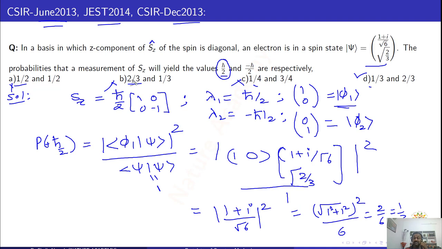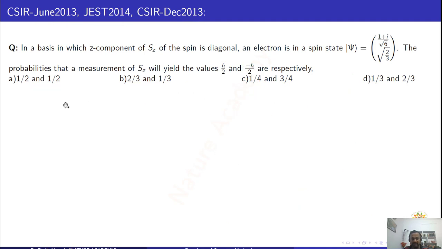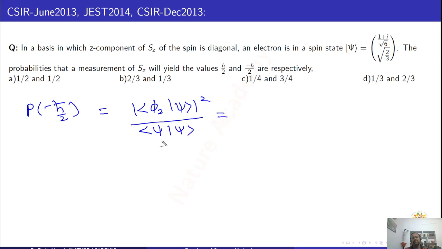If, for example, option B also had 1 by 3 and 1 by 3, then you would have to check the second possibility, that is P of minus h bar by 2. I will do that here, but in the exam you can skip that one. The probability of obtaining minus h bar by 2 will be the modulus square of the inner product of psi 2 with the wave function, divided by the normalization. Psi 2 here is (0, 1), and the wave function is 1 plus i by root 6.